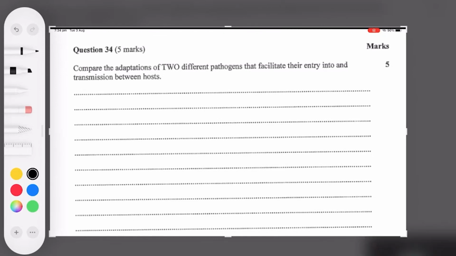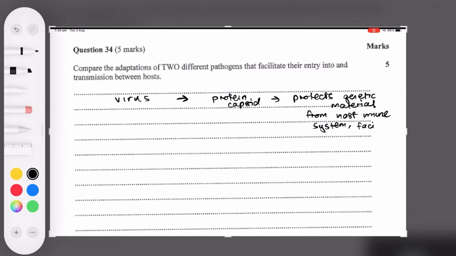For virus, they contain the capsid protein to protect them from being destroyed. Protects the genetic material of the virus. Protects genetic material from host immune system, facilitating transmission.